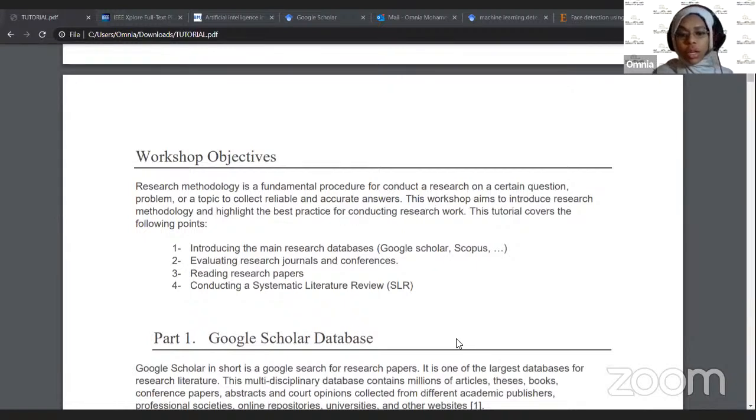Okay, as Dr. Ali explained, research methodology is a fundamental procedure for conducting research work, and it always gives answers to the questions, problem, or topic that we are interested in. It helps us to have reliable and accurate answers by the end of this research. In this tutorial, we're going to demonstrate how we can get papers from the main research databases, how to evaluate these papers, and how to gain more knowledge about the domain. Also, we're going to have hands-on experience on how to conduct a systematic literature review.